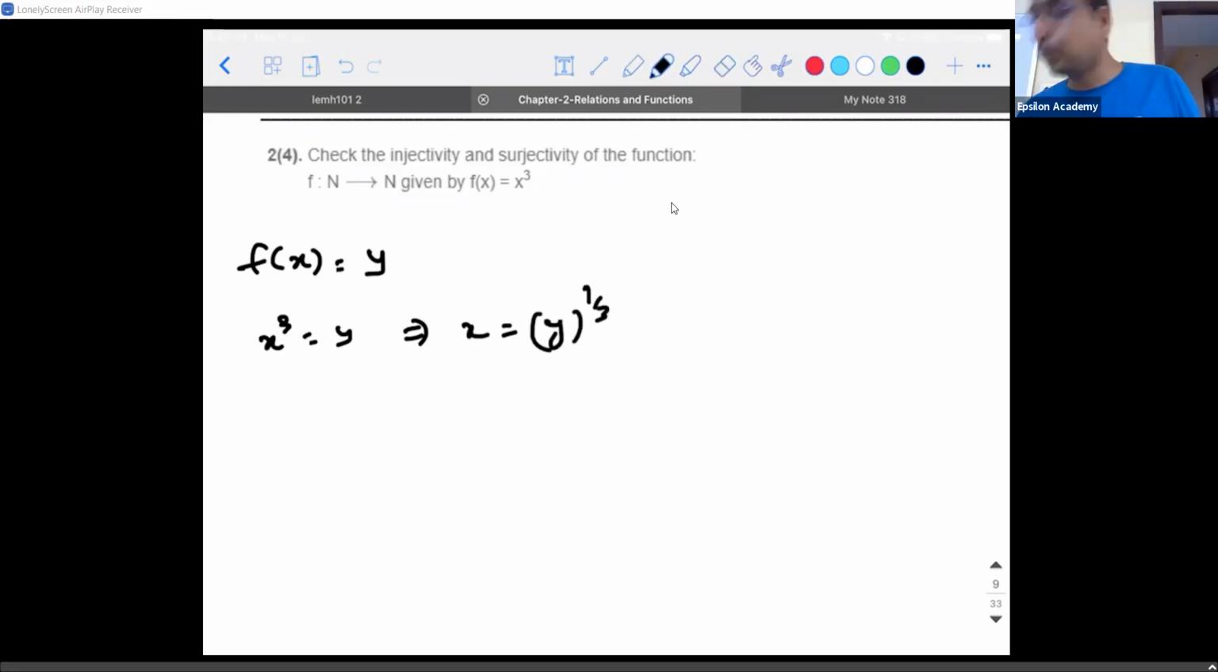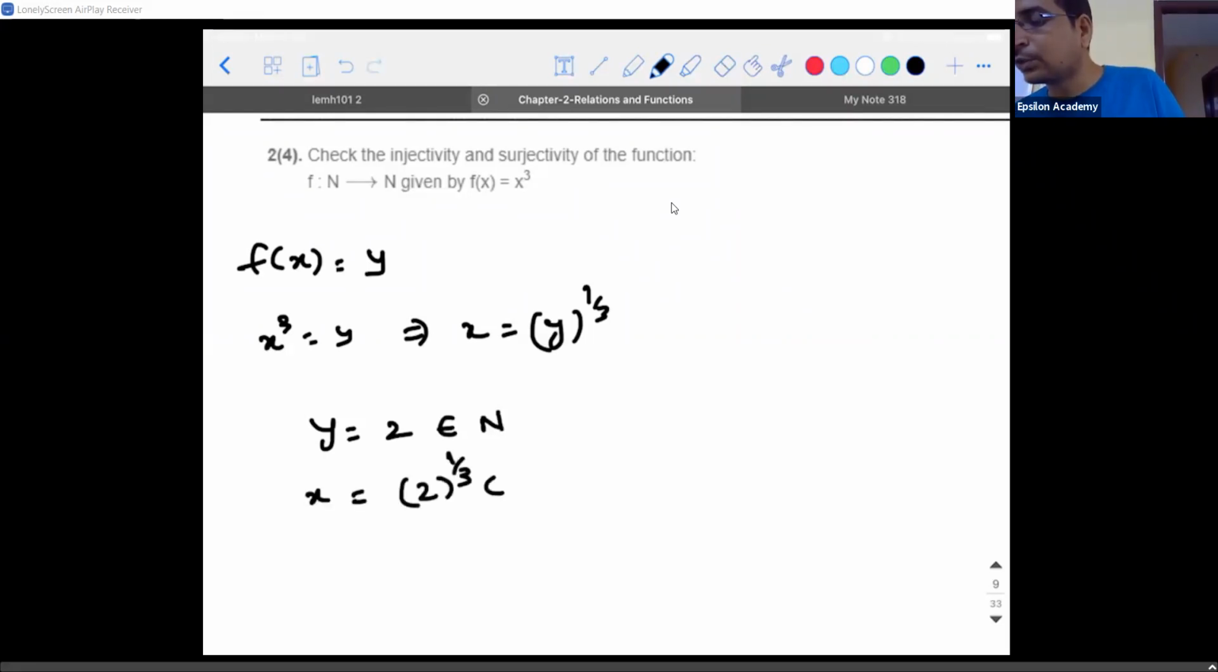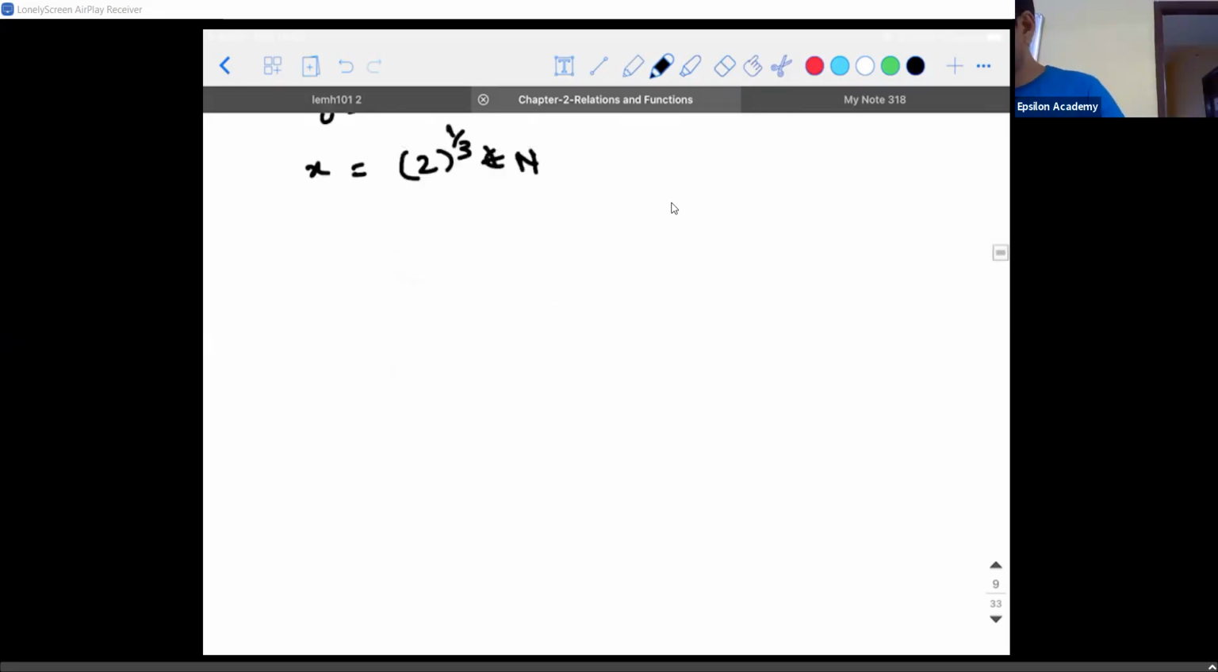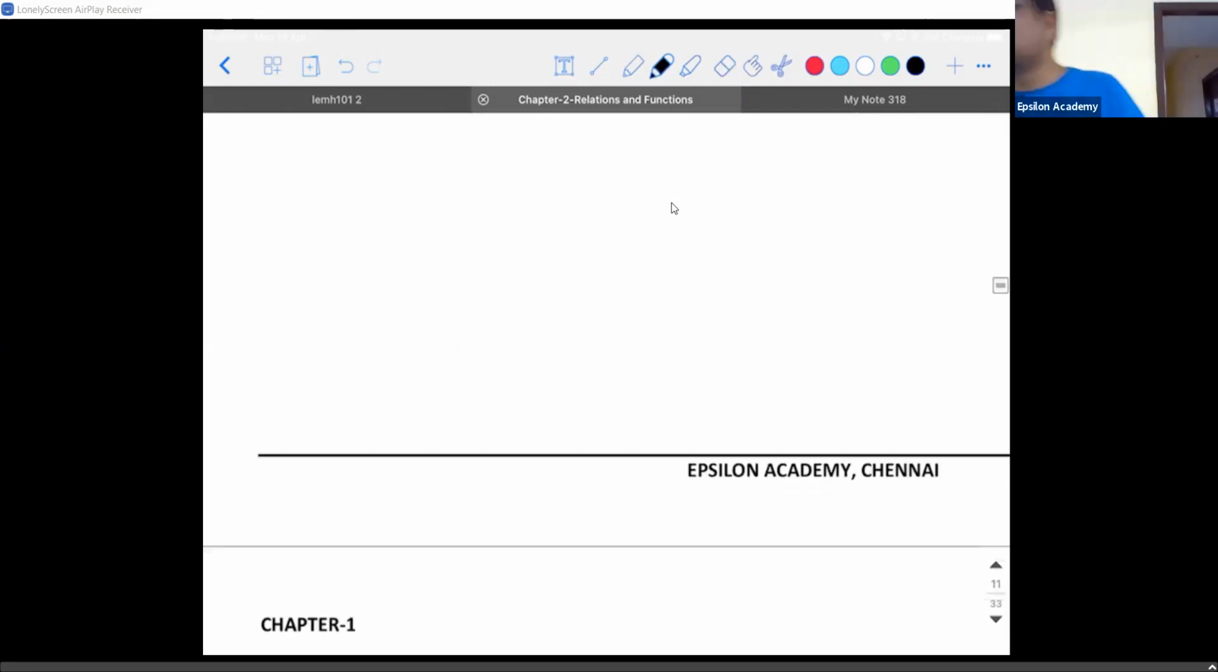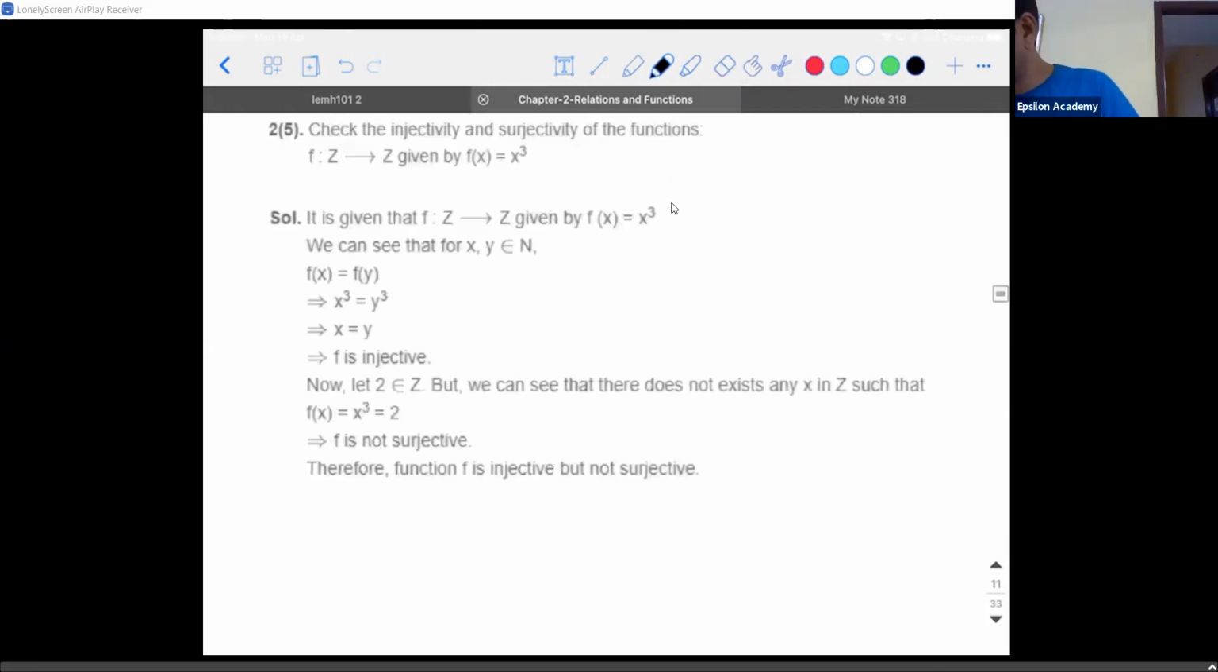Okay. Now what should I do? y is equal to 2. Again, 2 is working, which belongs to the natural number set, whereas x is equal to 2 power 1 by 3 does not belong to the natural number set. Since there are certain elements in the codomain which do not have a pre-image, the function is not onto. The surjectivity test fails. Next, shall I move on? Same nonsense of UPPT style. Okay, I want to do some tougher problems.